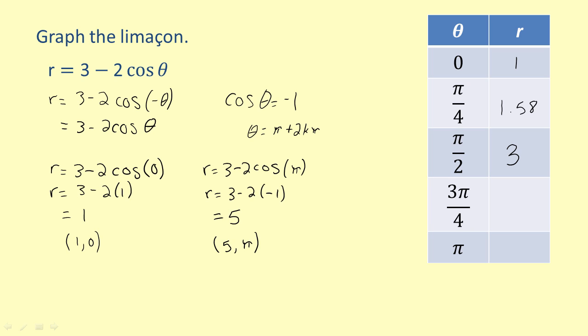Now we'll evaluate the function at 3 pi over 4. The cosine of theta at this angle is -0.71. As with our second calculation, we'll multiply this by 2 and subtract the result from 3. This gives us a value of 4.41. Finally, we'll need our maximum value. This will give us a value of 5.